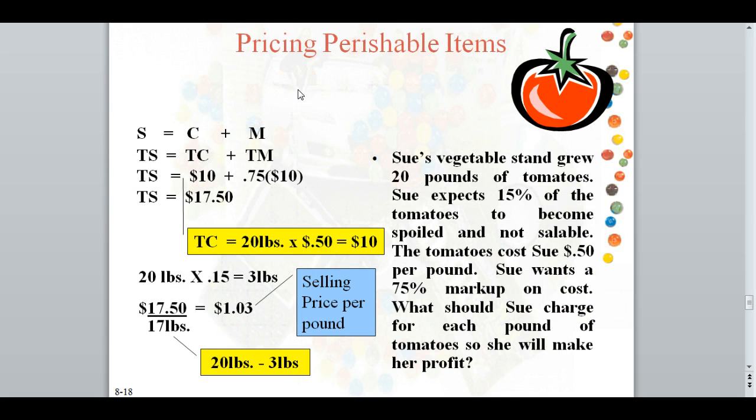So perishable goods are goods that go bad. Take Sue's vegetable stand, where she grew 20 pounds of tomatoes. Sue expects 15% of the tomatoes to become spoiled and not sellable. The tomatoes cost her 50 cents a pound, and she wants a 75% markup on cost. What should Sue charge for each pound of tomatoes so she will make her profit? A lot going on here in this problem.